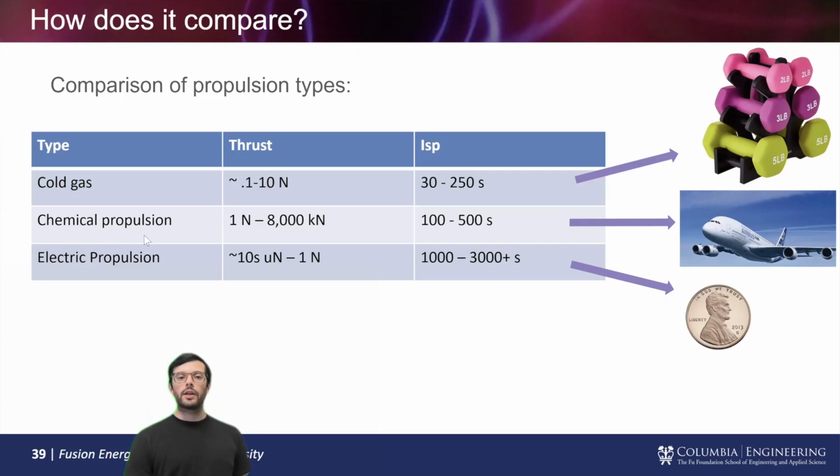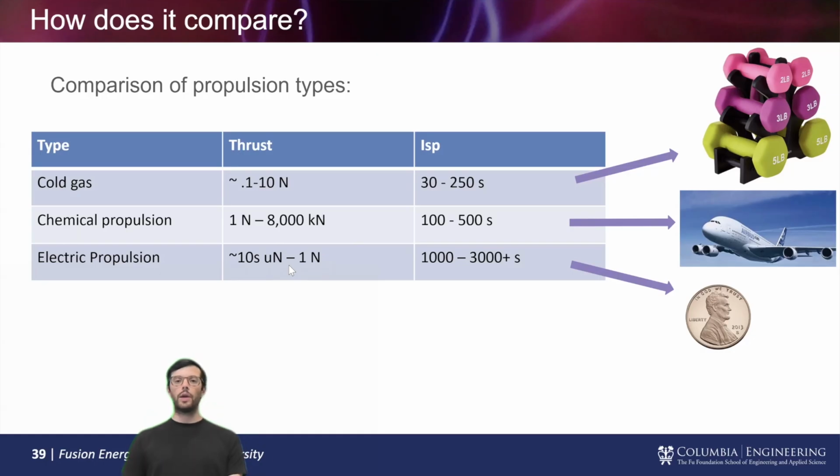And so we have this other thing called electric propulsion. The thrust, which is the force that it's pushing with, is a micronewton, so one millionth of a newton, and the biggest ones are about a newton. So the average is about a millinewton, say, and that is the weight of a penny.